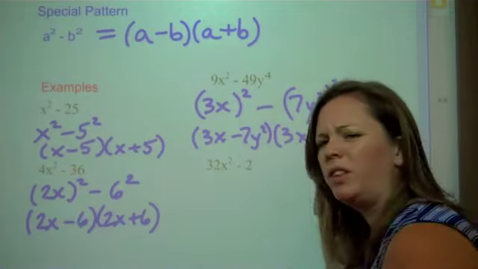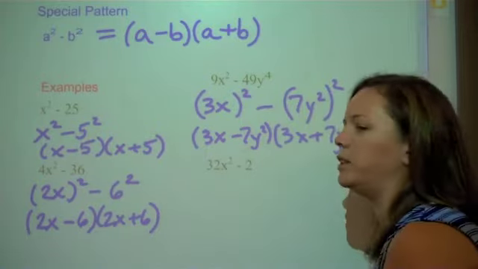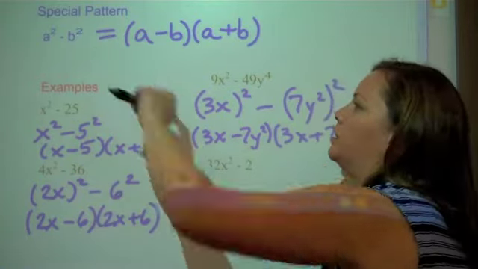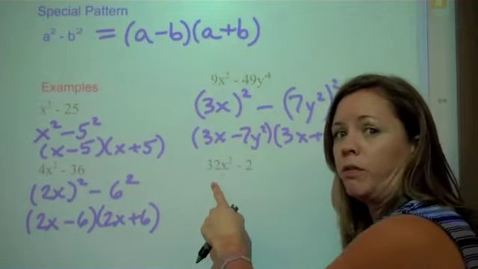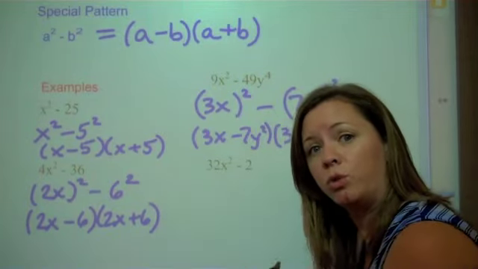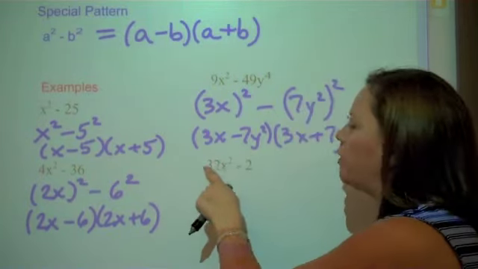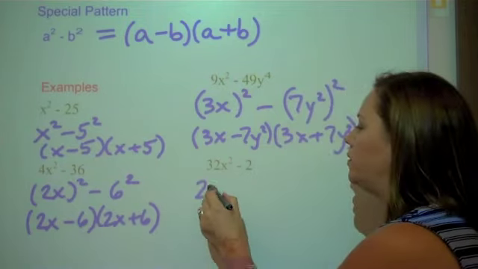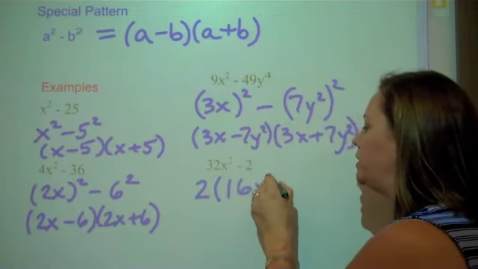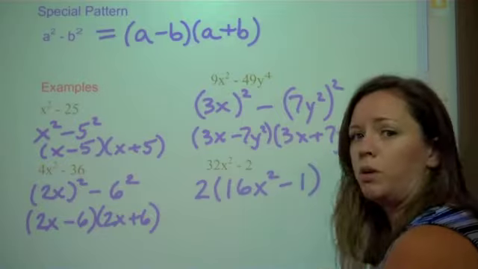One last one. What if you have something like this, 32x squared minus 2? It doesn't appear to be a special pattern because 32 is not a perfect square. But remember to check to see if there's a greatest common factor. Greatest common factor between these is 2. If I pull out the 2, now I have 16x squared minus 1.